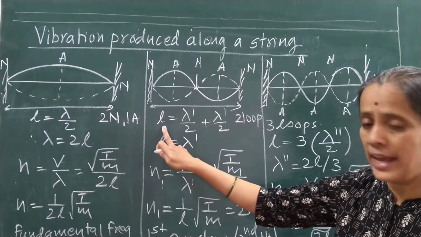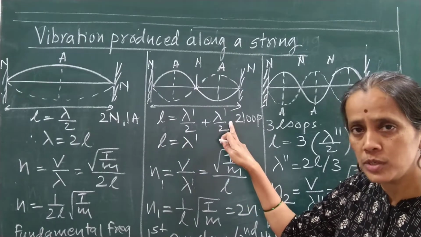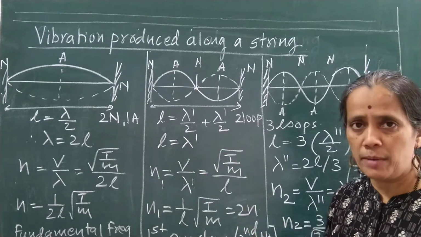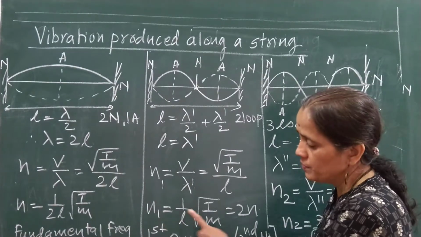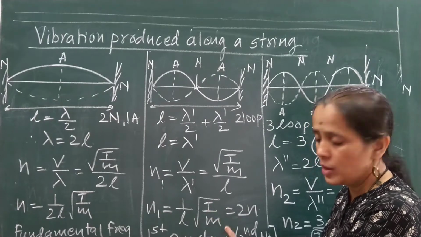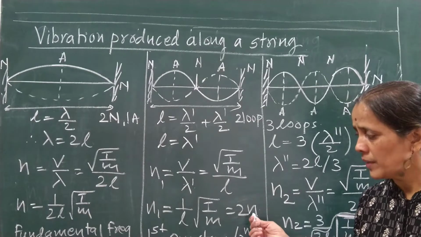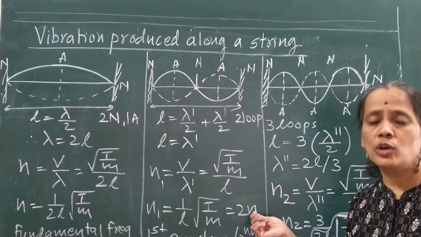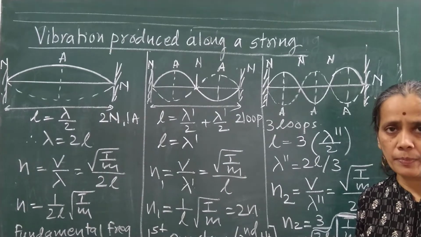So your length of string is equivalent to the length of two loops. So the length of the string is equal to lambda dash. So I am getting first overtone frequency N1, which is equal to 1 upon 2L under root of T by M, which is equal to 2N. So this 2N is called either the first overtone frequency or the second harmonic frequency.